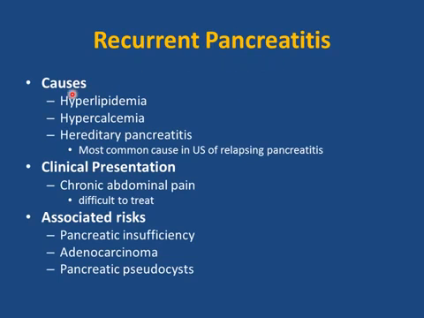Recurrent pancreatitis. Causes of recurrent pancreatitis: hyperlipidemia, especially triglycerides, hypercalcemia, hereditary pancreatitis. This is the most common cause in the US of relapsing pancreatitis. Clinical presentation: chronic abdominal pain, which is difficult to treat. Associated risks of recurrent pancreatitis are pancreatic insufficiency, adenocarcinoma, and pancreatic pseudocyst.